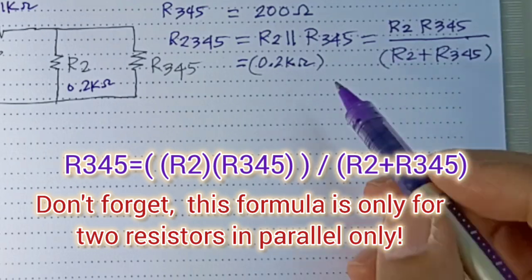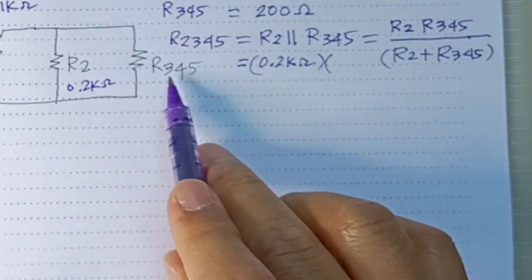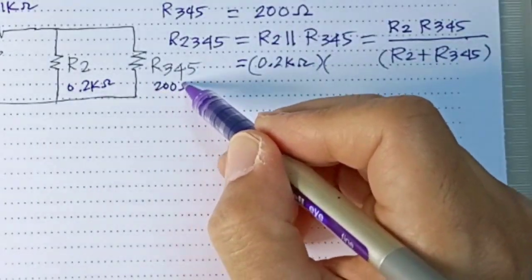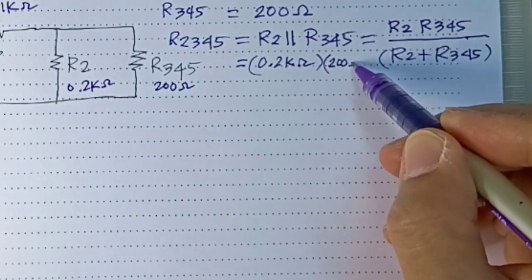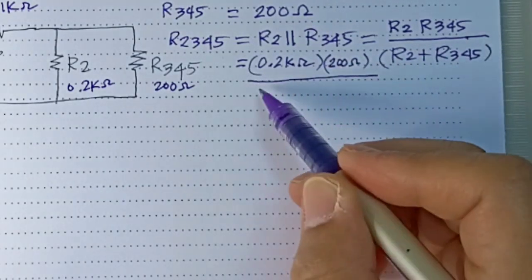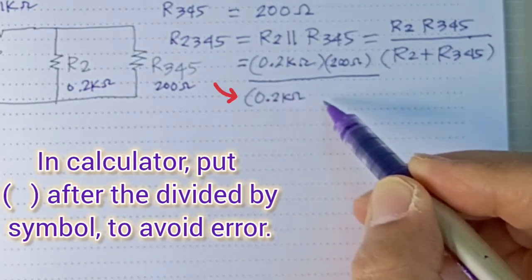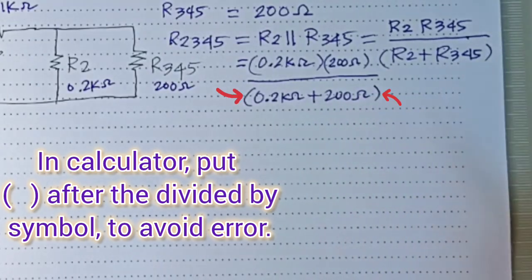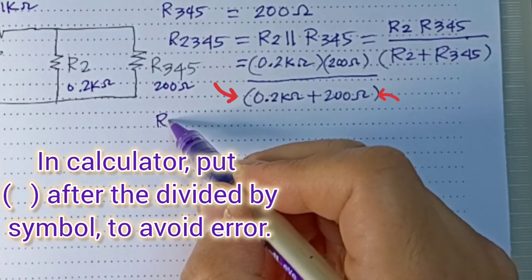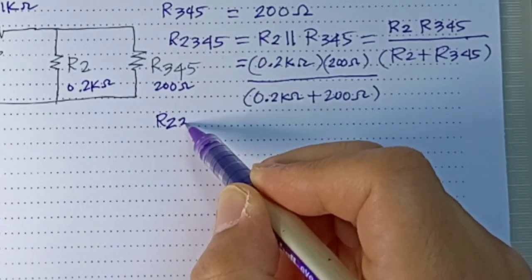That's it. That's the formula. And so we will multiply R2 with R345, which is 200 ohms, and divide it by the sum of the 0.2 kilo ohms plus 200 ohms. And there you go. We will have the value of R2 parallel to R345.